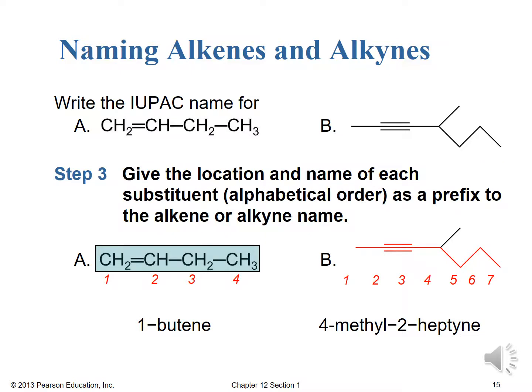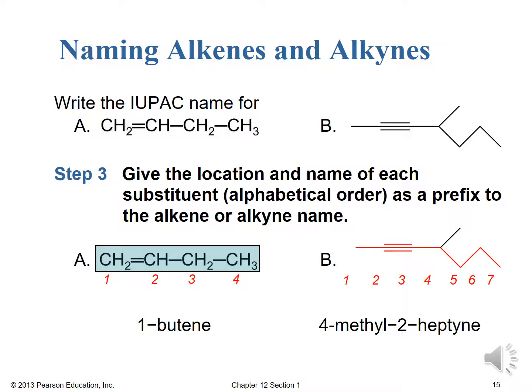Okay, now finally moving on to step 3, our final step, we have the job now to give the location and name of each substituent in alphabetical order as a prefix to the alkene or alkyne name. For A, guess what? We were already done. There are no substituents to worry about. It's just the 2-butene that we had from step 2.